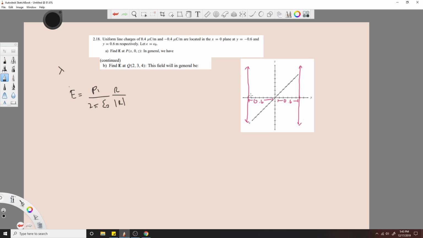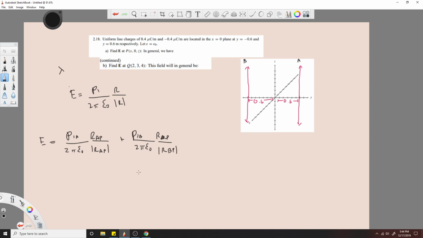How is that applying to this problem? Well, let's say you call this one line A and this one line B. You're going to use this equation on both A and B. So you're going to have something like this: E equals rho LA over 2 pi epsilon naught, and we'll call this RAP, which is the distance from A to this point P. We add it to rho LB over 2 pi epsilon naught, and we'll call this RBP.